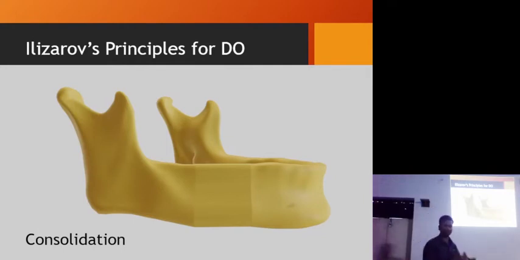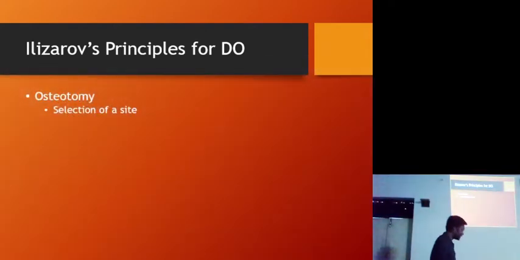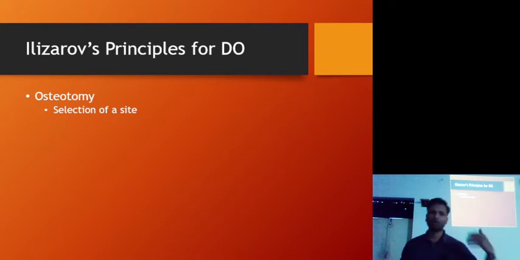And how is the soft tissue generated? The process is called mechanotransduction. So this was consolidation. Now we come to the osteotomy. We'll talk about this in detail now.